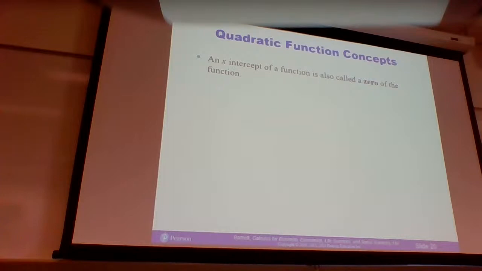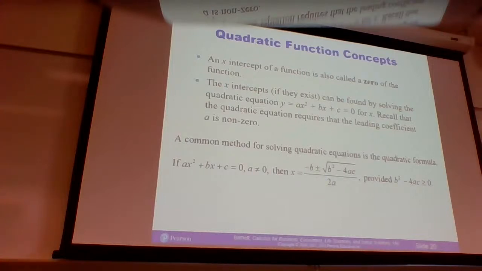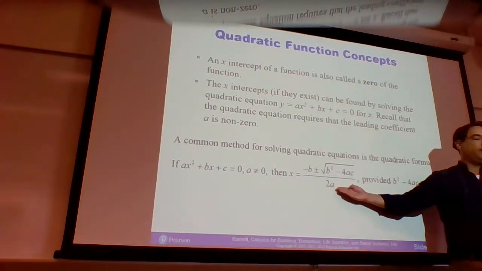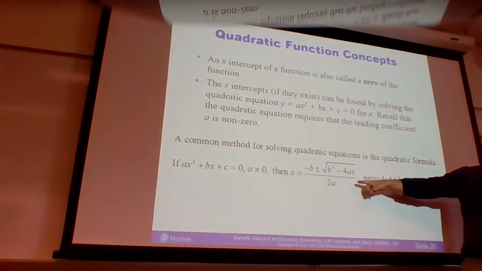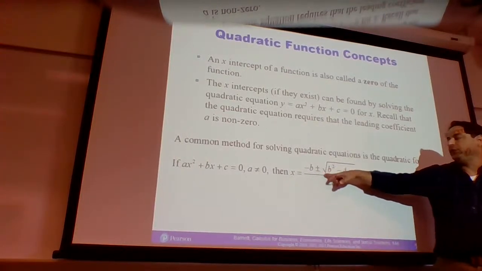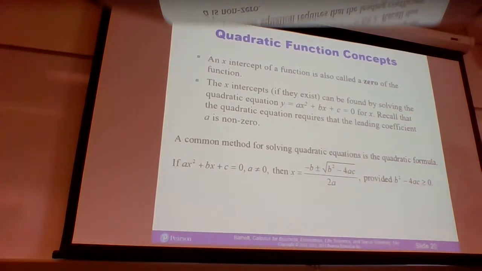The x-intercept is when the function is 0, when y equals 0. If I want to find the x-intercepts, you set it equal to 0 and solve for x. And you may remember this wonderful thing, what is it called? Quadratic formula. Quadratic formula is to find x-intercepts. The quadratic formula is negative b plus or minus the square root of b squared minus 4ac, all over 2a. All this is to find the x-intercepts.